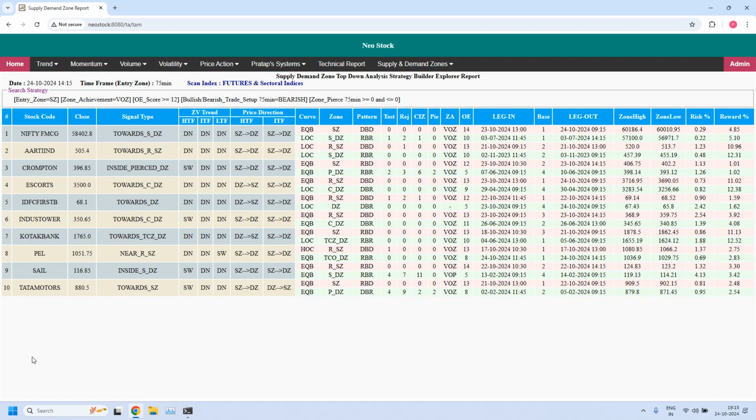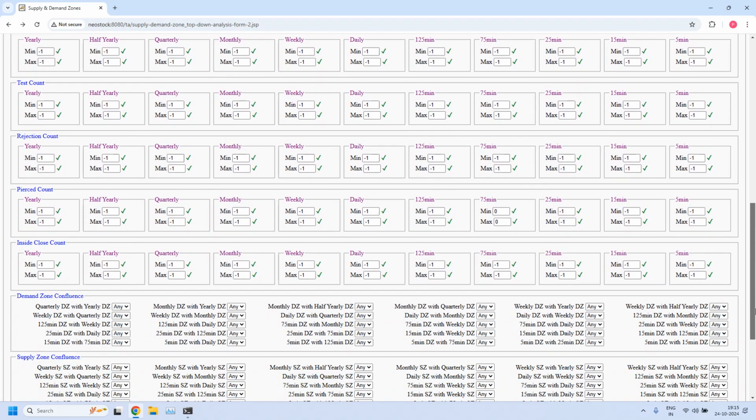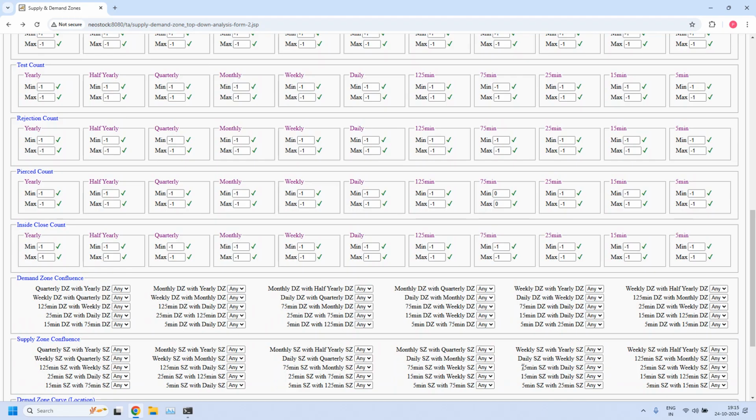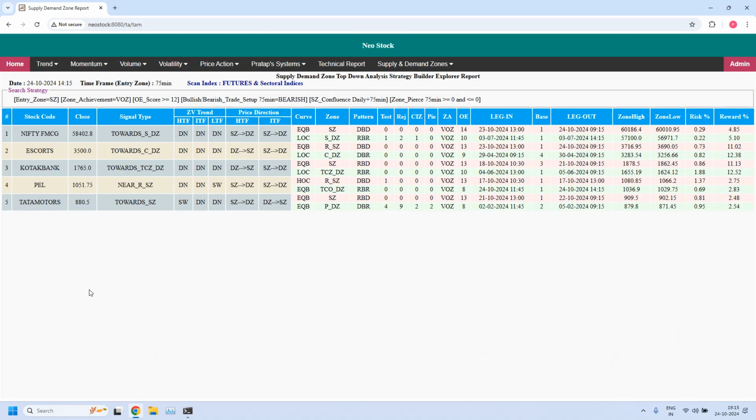Now out of these 10, how many are having high probability supported supply zones? So first let us look for ITF, LTF supply zone confluence, that is 75 minutes and daily supply zone confluence. So here the 75 minutes supply zone with daily supply zone confluence filter I enabled. 5 stocks are filtered. In all these 5 stocks, the 75 minute supply zones are part of the daily supply zone.